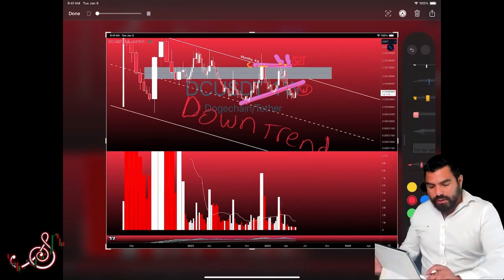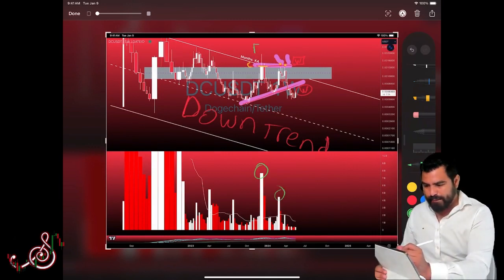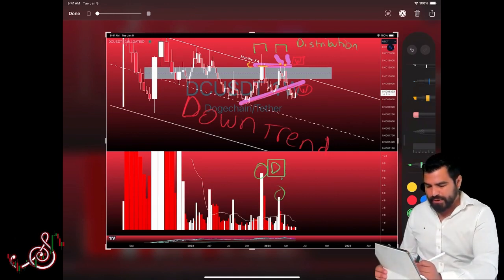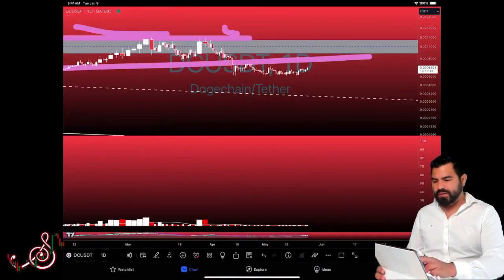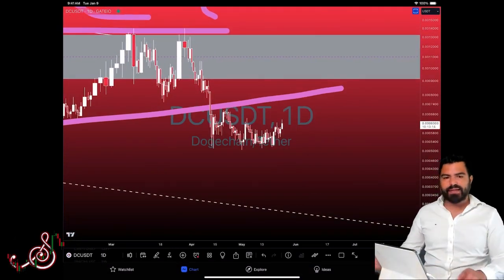Okay. And then finally, that area here and here, distribution is what it is, which is just selling. I'm not really interested in this one. If I'm going to take the short, I'm going to wait a little bit longer. You don't want to short it exactly today.